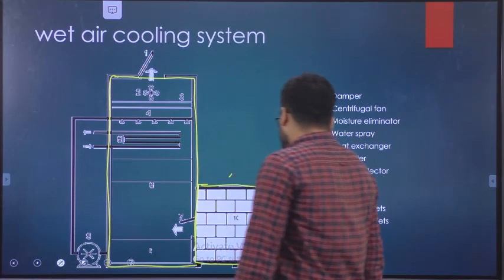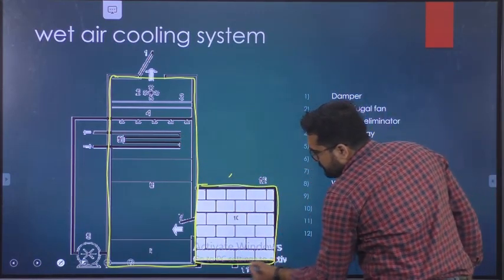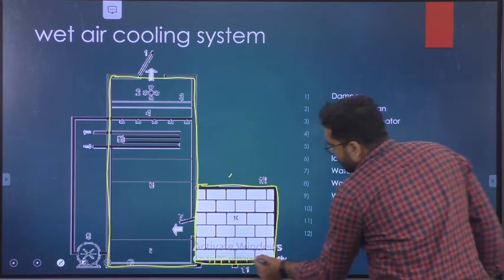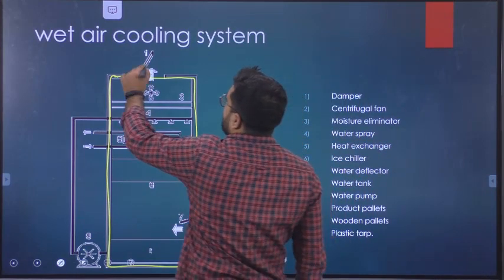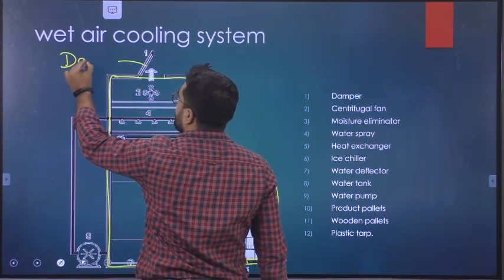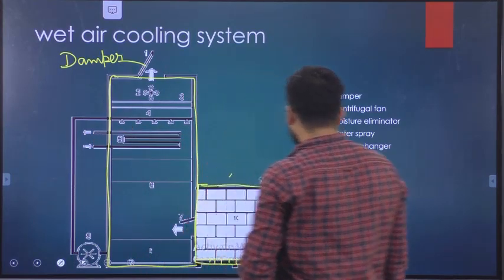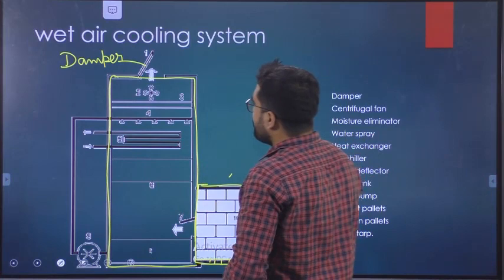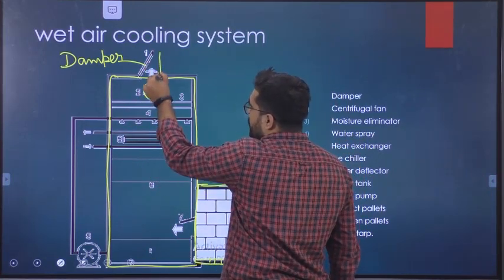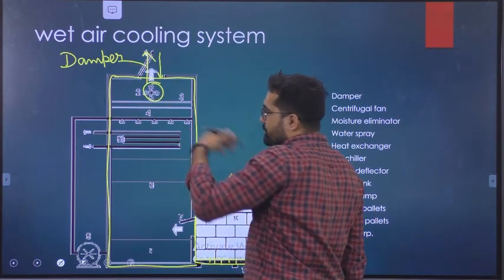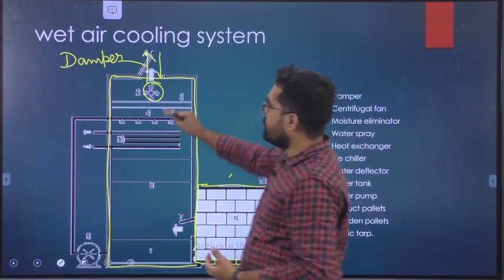Okay. So first one is the damper. This is a damper. Damper protects from the dampness. Okay. Second one is centrifugation fan. This fan sucks the air, or takes out the air from the system, which will be used to cool the water. Okay.